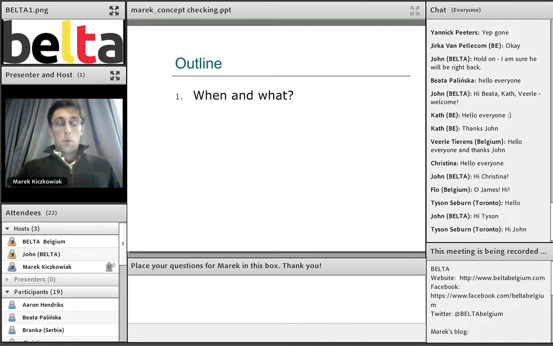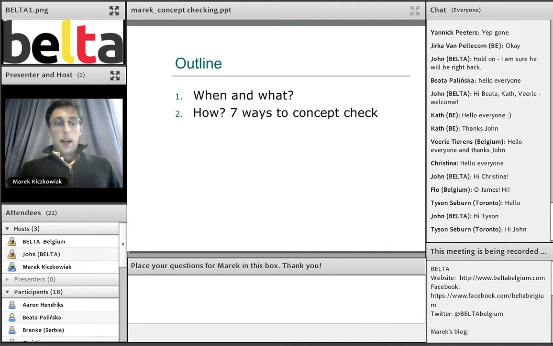So the first, this is the outline. The first thing that we're going to look at is, very briefly, when would we normally concept check and what kind of language. And then we are going to look at 7 different ways of concept checking. And while we're looking at them, we'll also do some practice. And finally, at the very end, there will be another practice. So I hope that this presentation will turn out to be practical enough, and that you will get some ideas that you can use straight away in your Monday classes, perhaps next week.